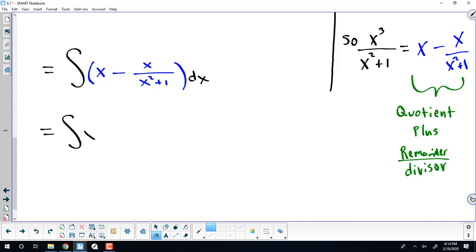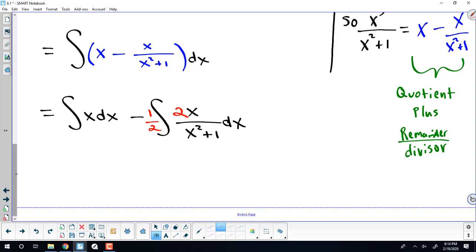We have the antiderivative of x dx minus the antiderivative of x over x squared plus 1 dx. Okay, so I'm just going to write that here. If we had a 2x there, then it's in logarithmic form. But like we said, if we're going to multiply the expression by 2, then we also need to divide it by 2. Does everybody agree with that? Okay, so that's in logarithmic form.